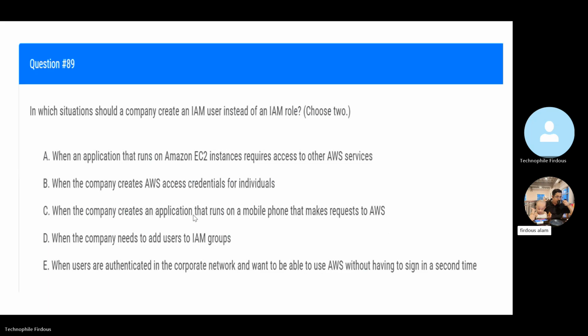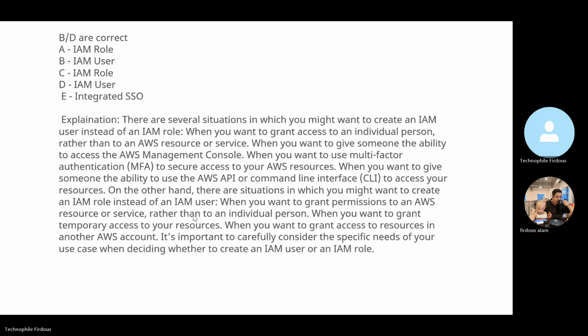Okay, the correct answer should be B and D. When you want to create IAM access credentials for an individual, then you create an IAM user, a role for the group person, right? So B is a correct one, and D, when your company needs to add a user into an IAM group, right? A group means a collection of users. So B, D should be the correct answer for this question. Yeah, B, D is correct. Why? You can read the explanations. Okay, now moving to the next question.